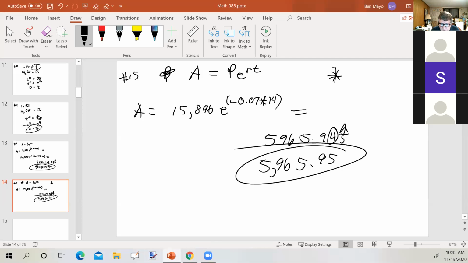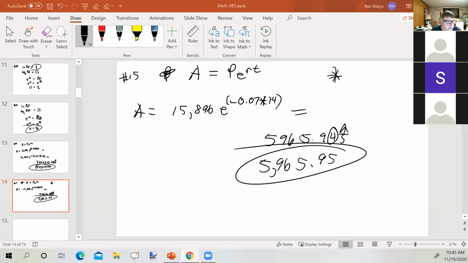And let's see here. I want to make sure I'm on the white screen. So now let's see, we've got this one, 11.5.